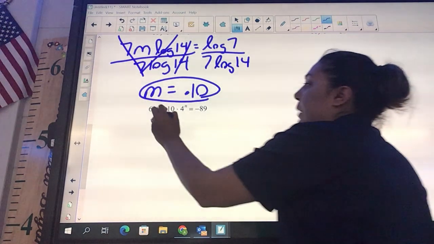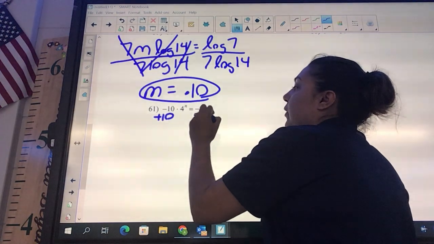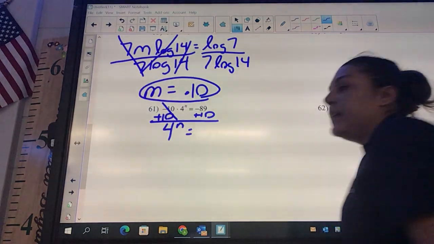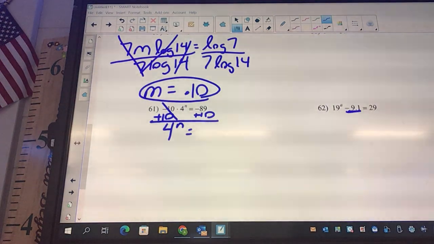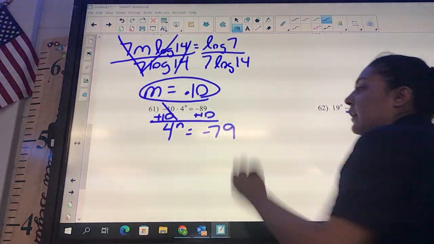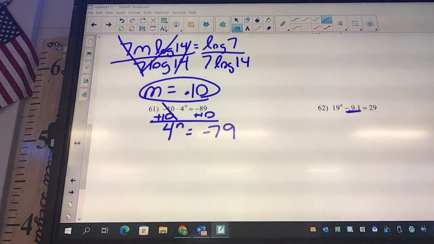So this one, we're gonna say plus 10 first. So I got 4 to the n power. What is negative 89 plus 10? Negative 79. Now you can log both sides.